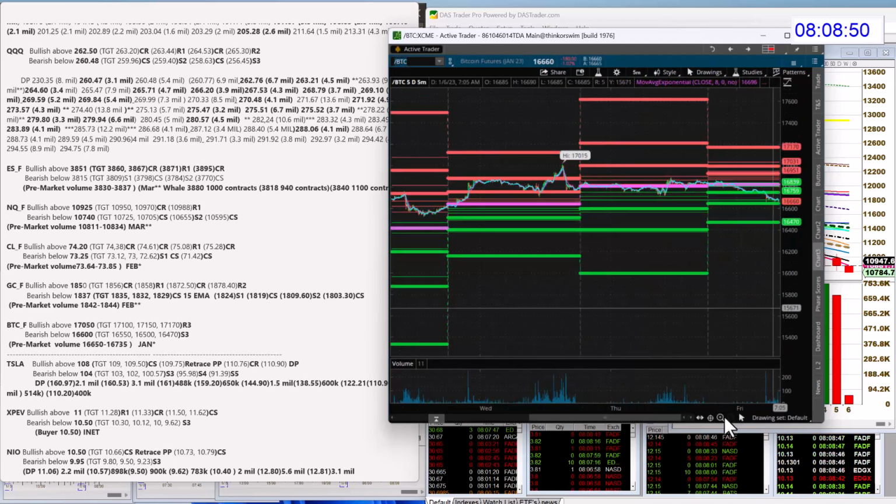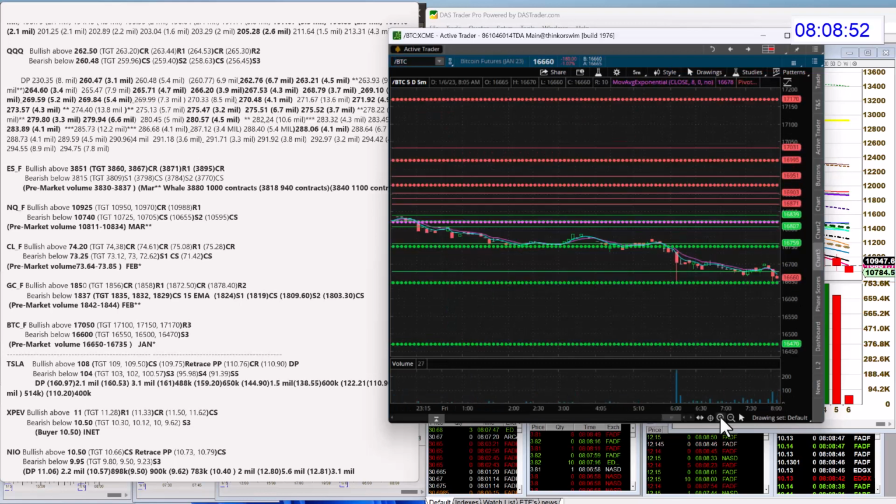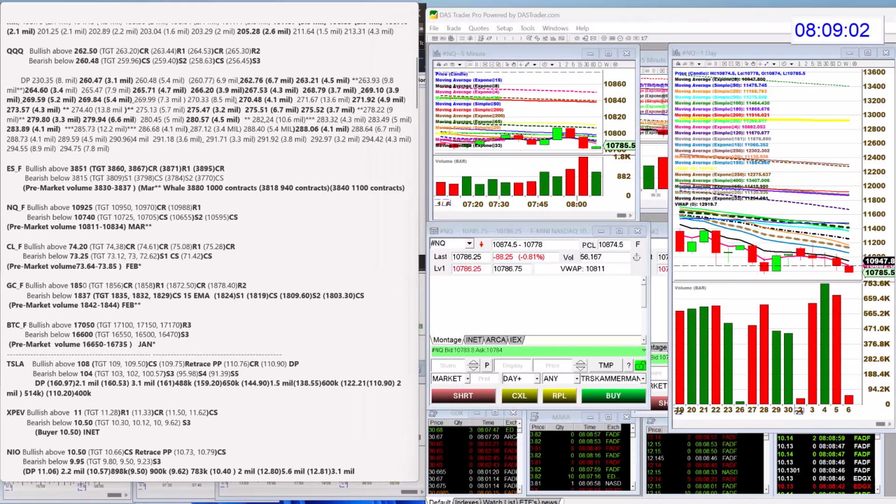And last but not least, Bitcoin futures. All right, down 1% this morning. We are going to be bearish below 16,600. If we go below this S2 level, bull above 17,500, all the way up there. It's looking very bearish.